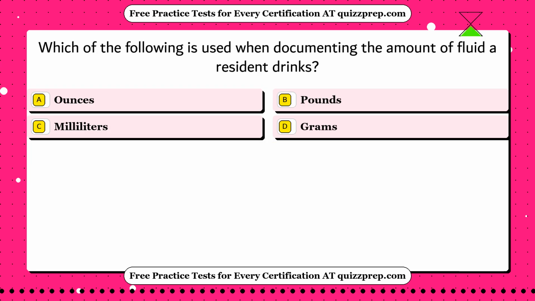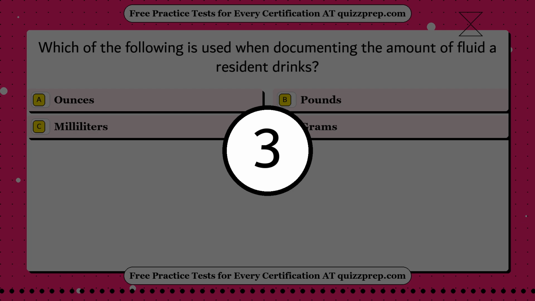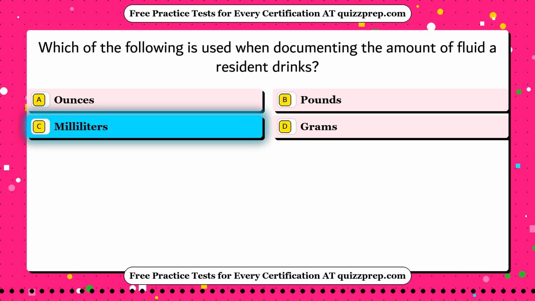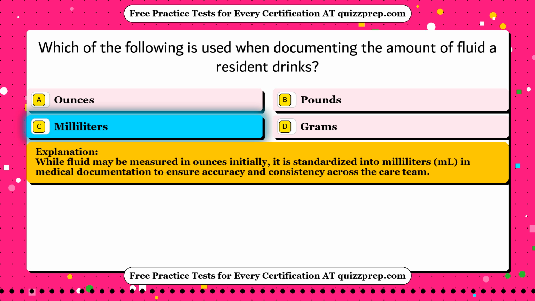Question 81. Which of the following is used when documenting the amount of fluid a resident drinks? Option A. Ounces. Option B. Pounds. Option C. Milliliters. Option D. Grams. The correct answer is option C. Milliliters. While fluid may be measured in ounces initially, it is standardized into milliliters, ml, in medical documentation to ensure accuracy and consistency across the care team.